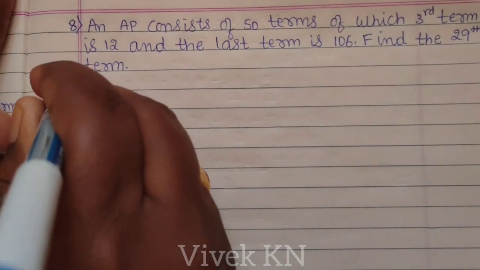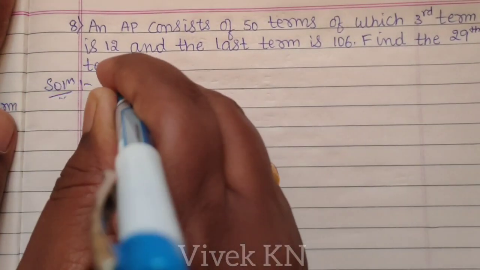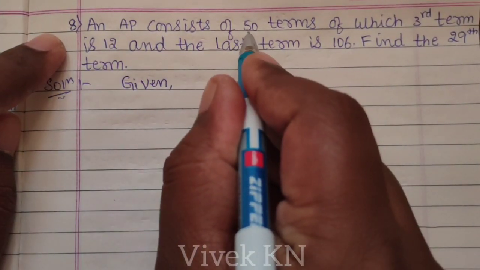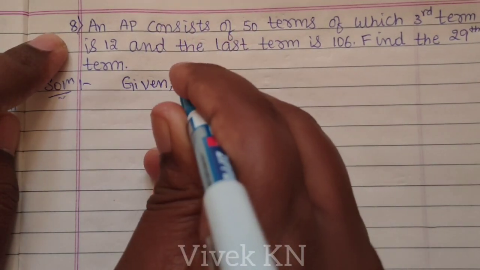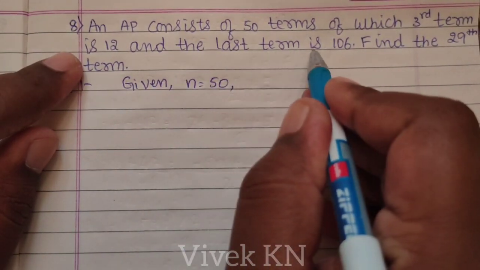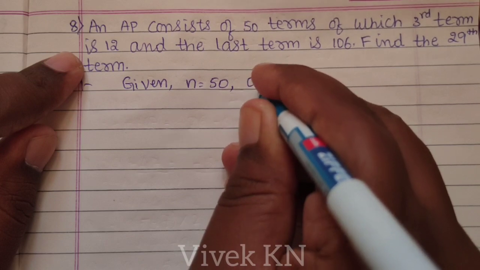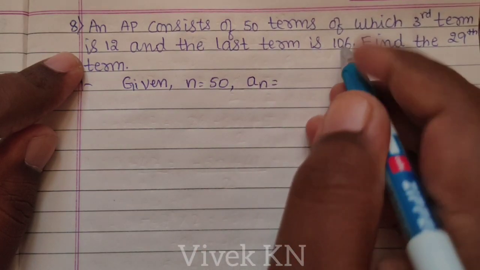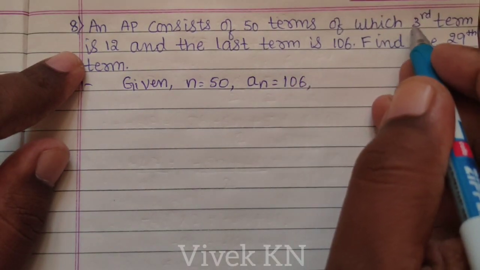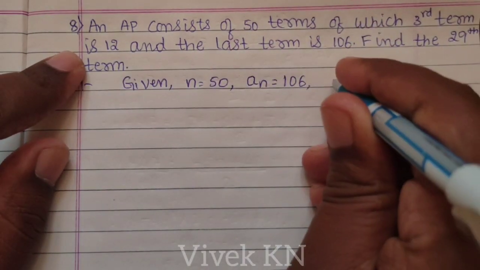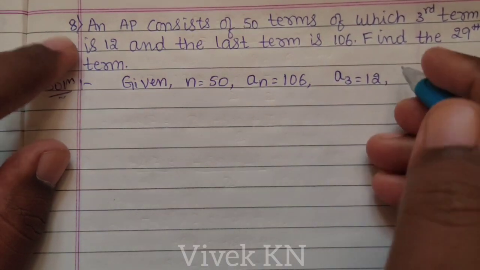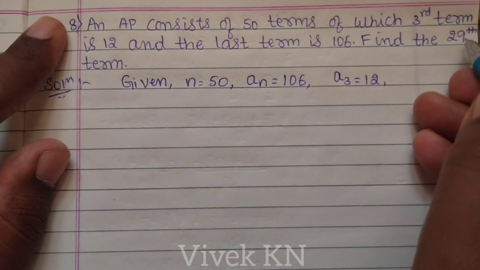First, solution. Given: here the value of n is 50. N is equal to 50. And the last term, that is an, An is equal to 106. And the value of third term is 12, that is A3 is equal to 12. Now we have to find out the value of 29th term.